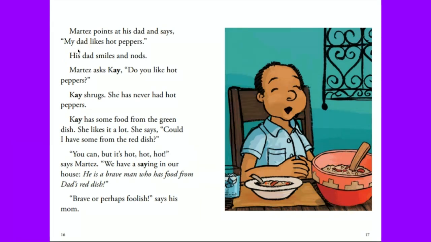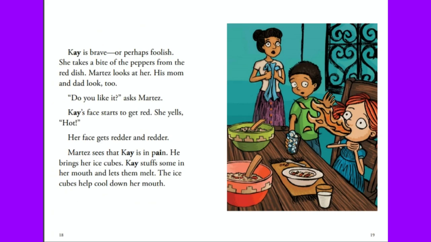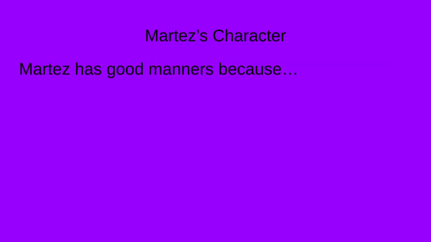On this page, Martez tells Kay, "You can have the food from the dish, but it's hot, hot, hot." Does that show that he has manners again? I think you're right. After Kay eats from the dish, Martez runs and brings her some ice cubes. Is that Martez showing that he has manners? You're right. That is showing that he has manners. He was being kind and helping a friend.